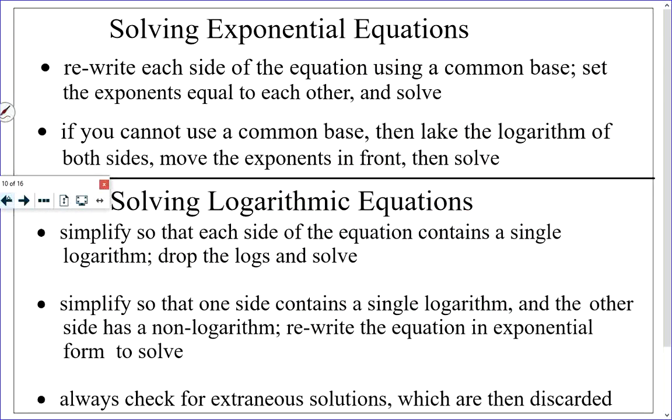If you cannot use a common base, then that's the stuff we learned 2 days ago, where you have to take the logarithms of both sides in order to bring the exponents down. For solving logarithmic equations, which is what we reviewed today from yesterday, either get a single log equals a single log and drop the logs, or get a single log equals a non-log and write it in exponential form. In either case, if your original equation contains logarithms, you must always check for extraneous solutions.